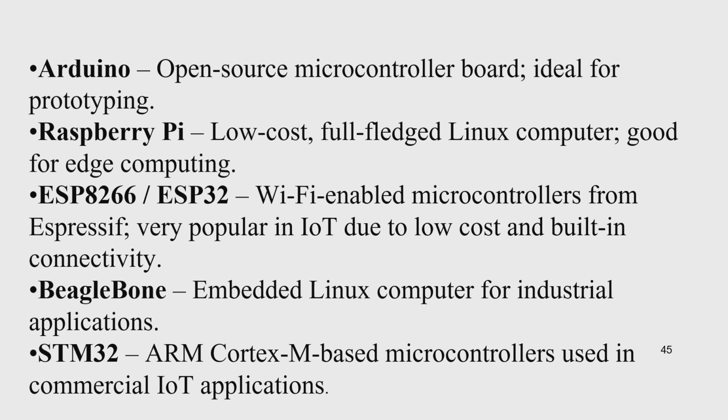And what are other enabling technologies of IoT? We have Arduino, which is basically an open source microcontroller board. It is ideal for prototyping. And then Raspberry Pi is also a low cost, full-fledged Linux computer. It is good for edge computing. Edge computing means we want to do computing near the source only.